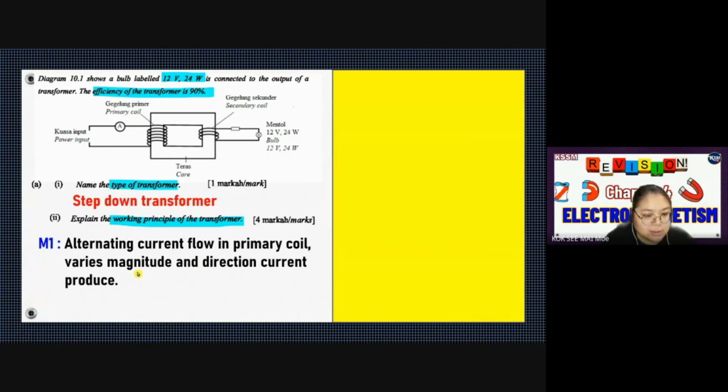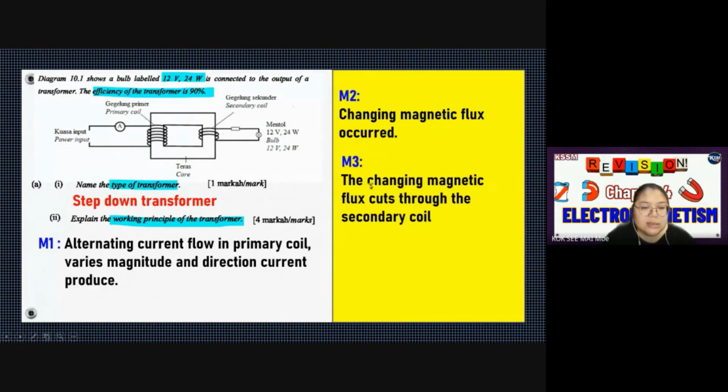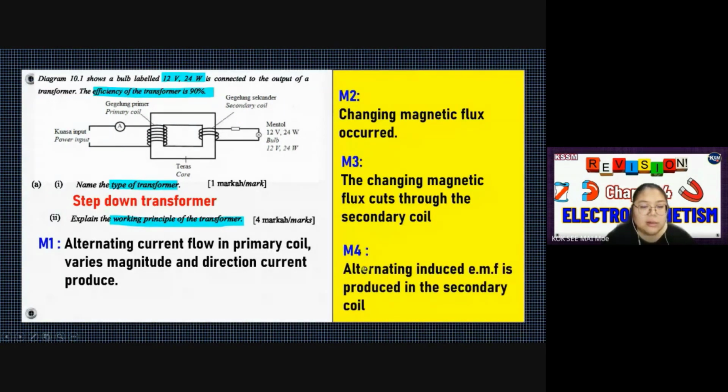After that it magnetizes, and it will cut the flux. Changing magnetic flux will occur. Then number 3, the changing magnetic flux cuts through the secondary coil. Changing magnetic flux cuts through to the secondary coil. So finally, number 4, the alternating induced EMF is produced in the secondary coil. So this one is 4 processes, how the secondary circuit gets the current. The current in the secondary is also an alternating current.